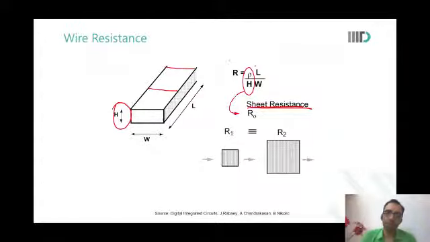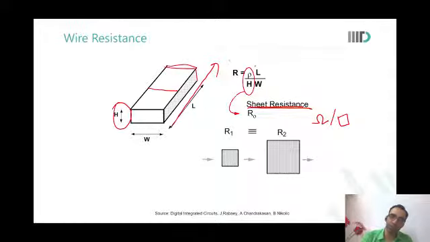Ohms per square, not meter square. As many squares, that will be the resistance. So I will simply multiply sheet resistance with the number of squares and I will get the value of resistance. So if I have to flow current in this direction, how many squares are there in this direction? Let us say this is the total length of the wire. How many squares in this direction? 2. So I will get the value of 2 R naught.